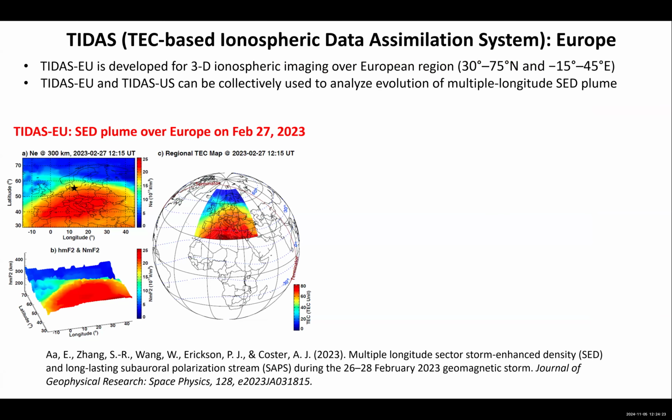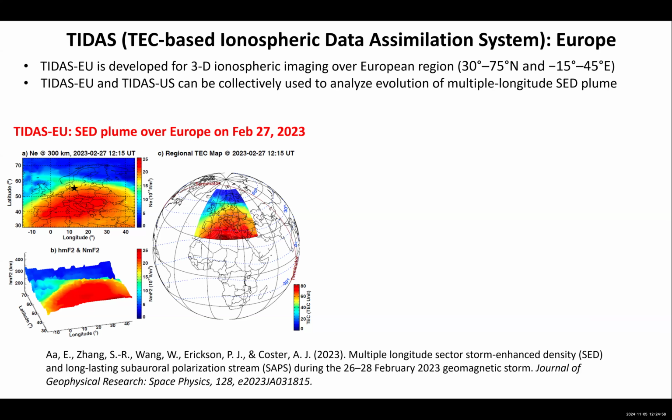The second version of TIDAS was developed over the European region because this region is also characterized by large density gradient structures, not only the SED plume, but also the main trough. And there is a dense coverage of ground-based GNSS receivers. Here we show an example of the SED event on February 27, 2023. So we can see the plume structure over the European region.